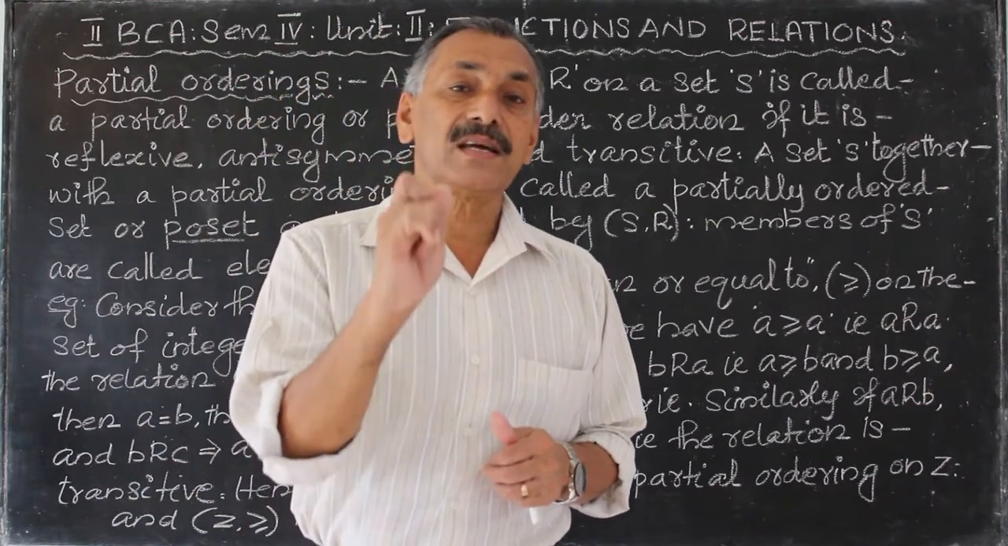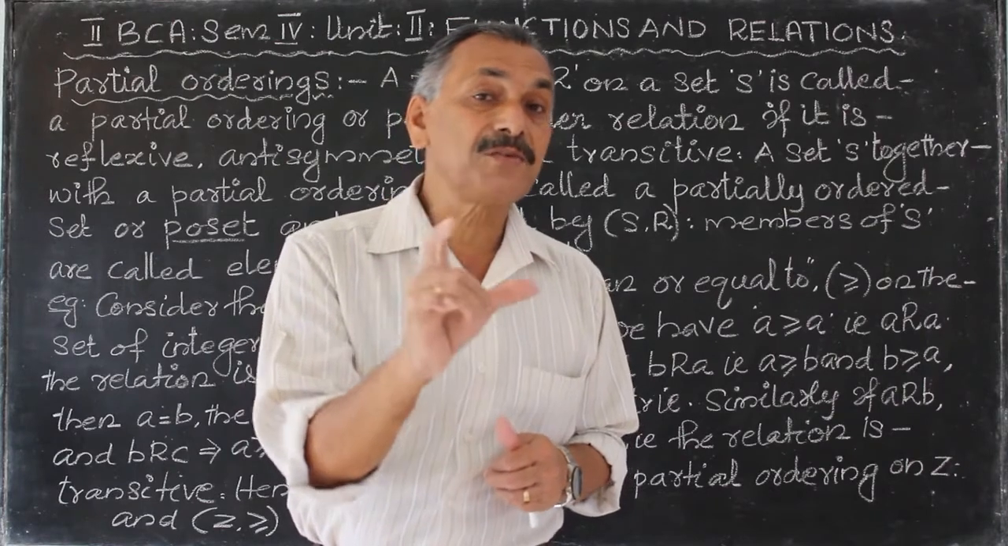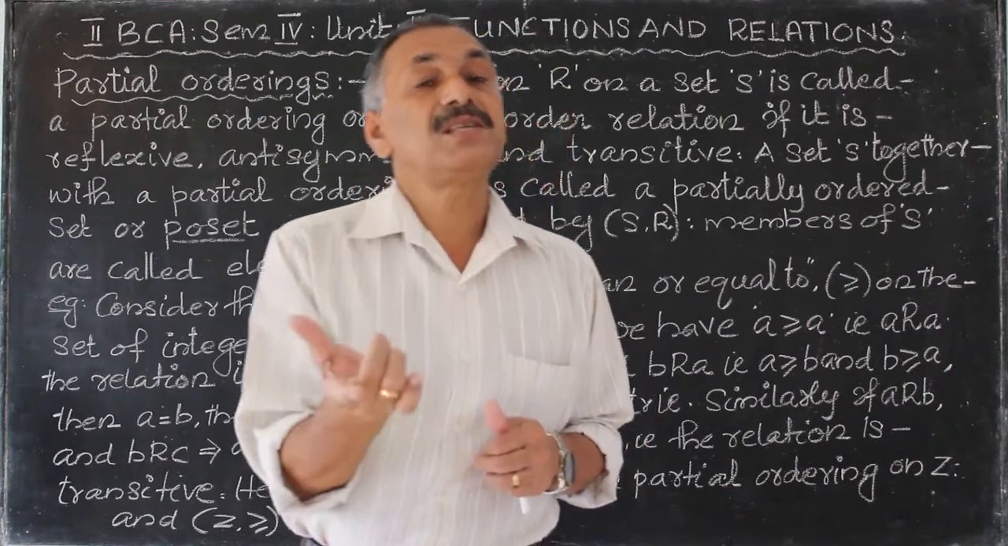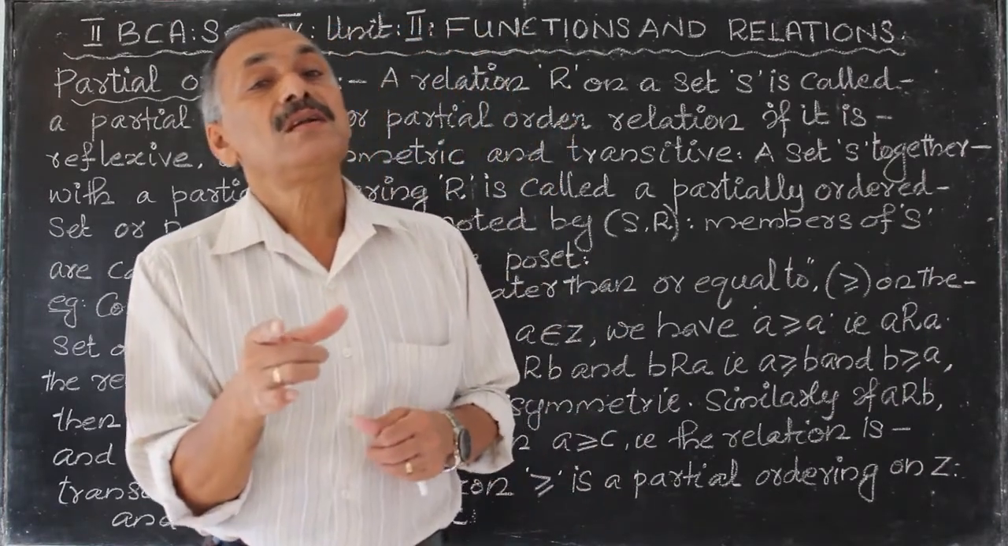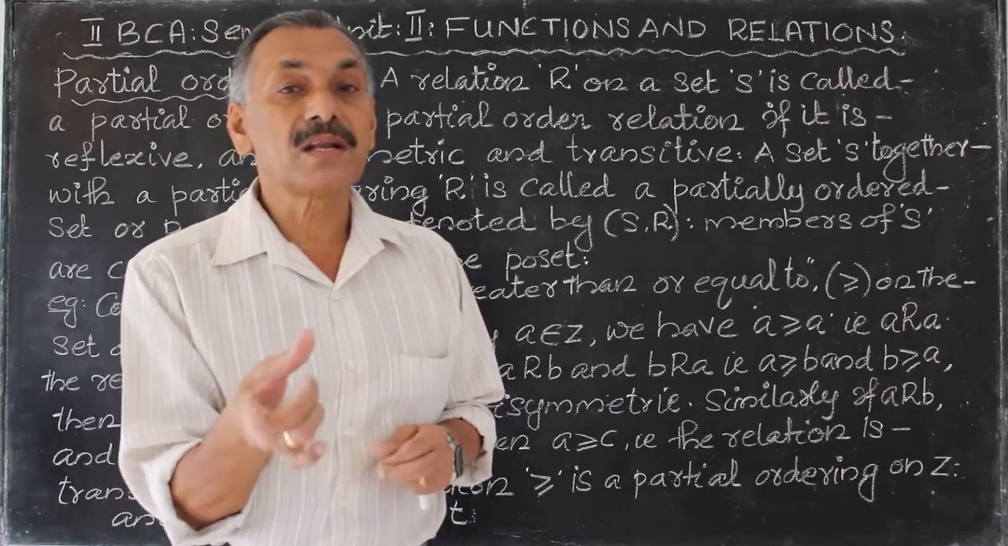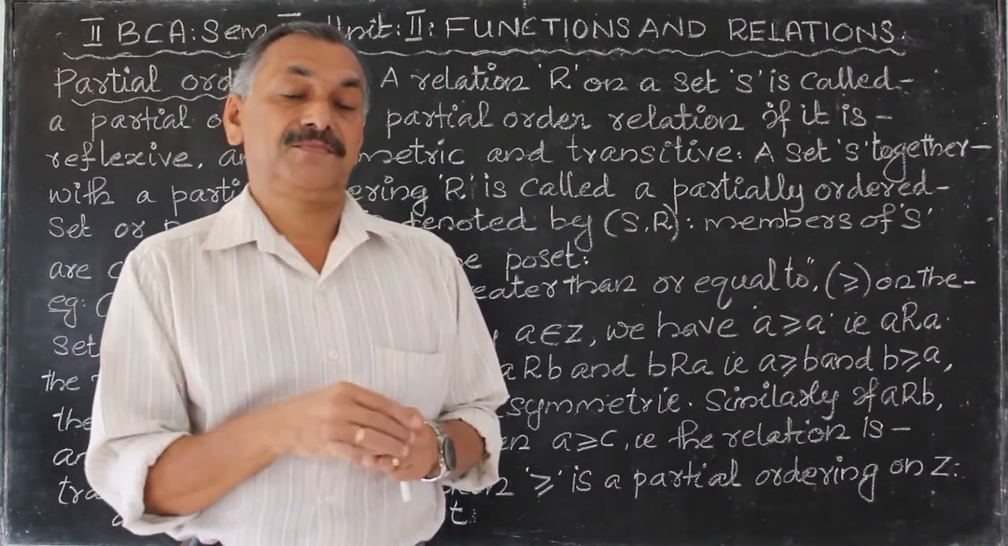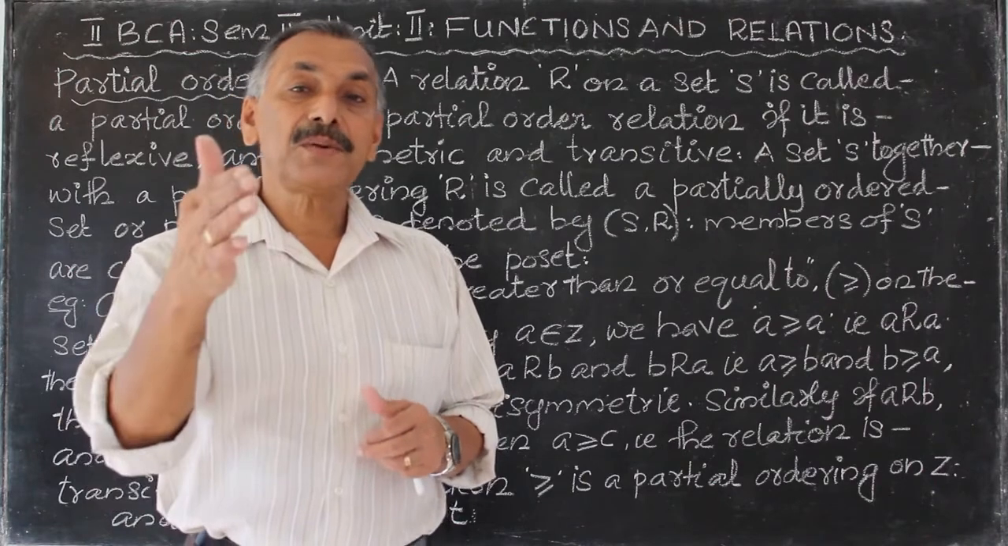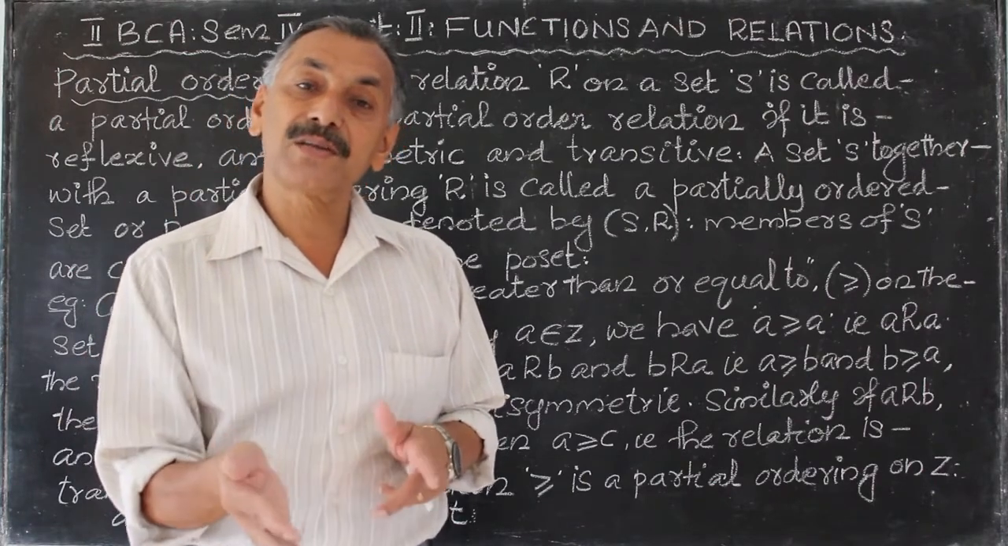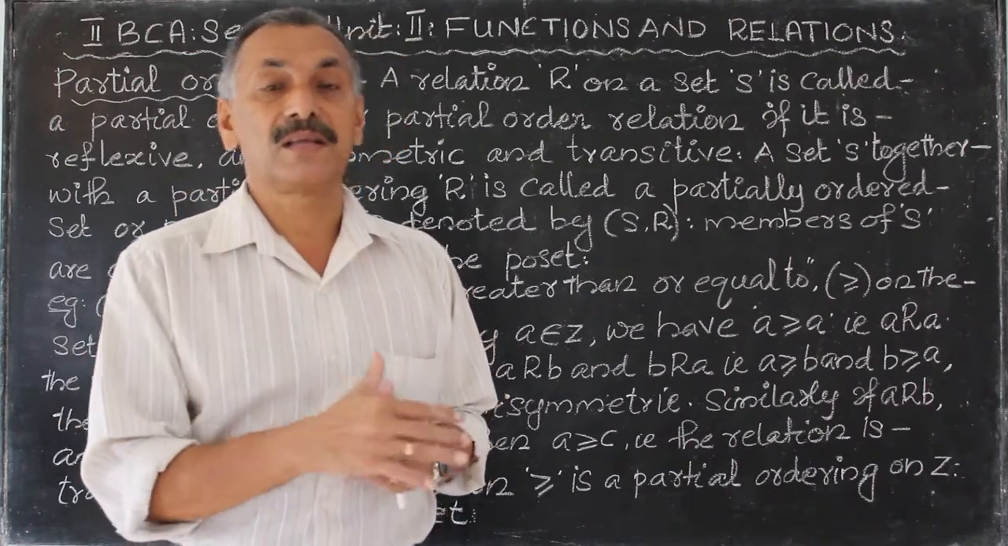A relation that is reflexive, anti-symmetric and transitive is what we call a partial ordering or partial order relation. Then the less than or equal to relation defined on the set of integers is a partial ordering.